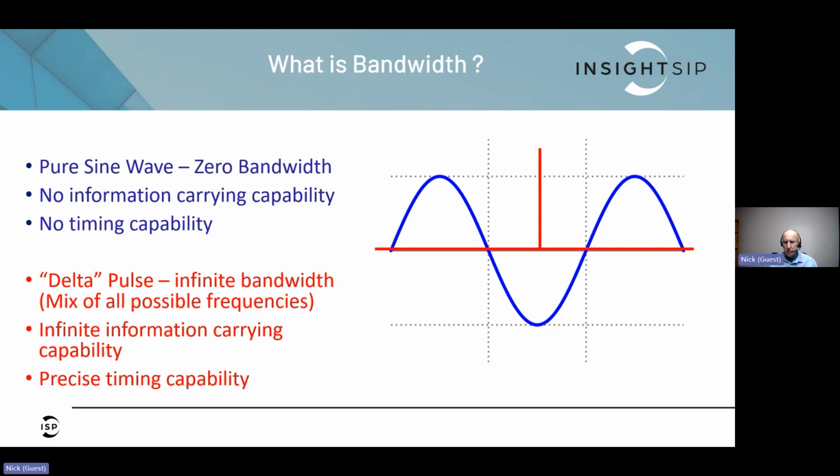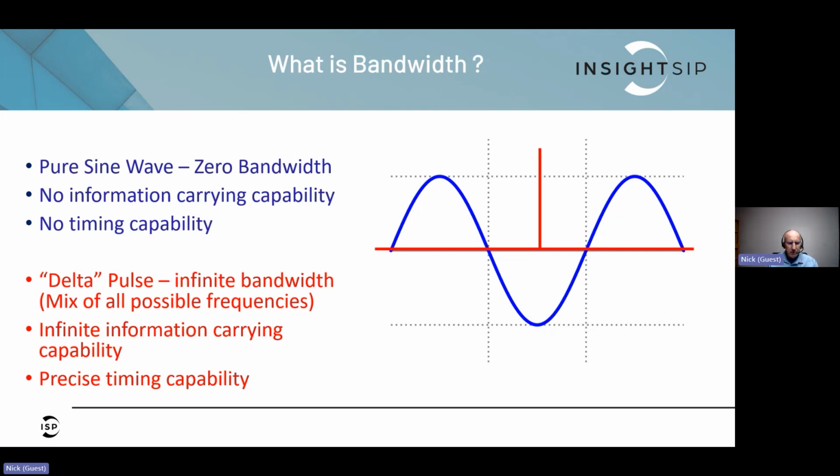Well, if you compare the two waveforms on this graphic, the blue one is a pure sine wave, so at some frequency, it doesn't matter what frequency. But if you have a pure sine wave, this is a zero bandwidth signal. If it's just a pure sine wave, it's just one frequency, and bandwidth basically means the range of frequencies contained within a signal.